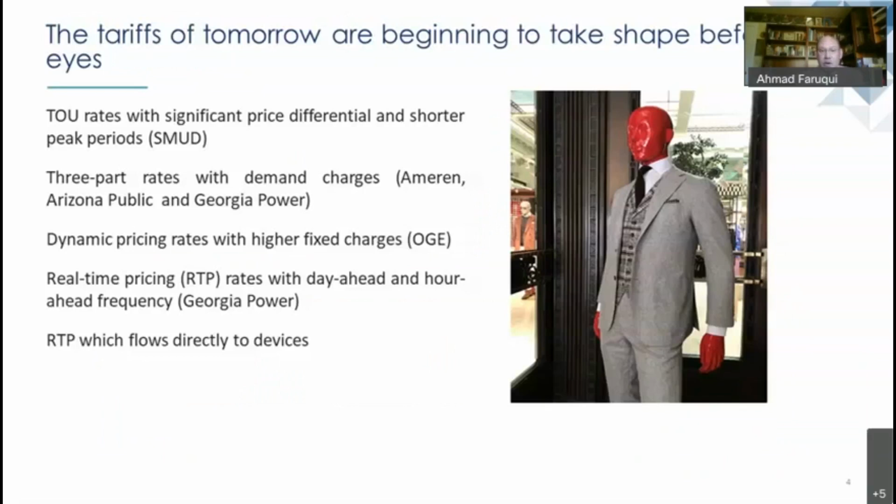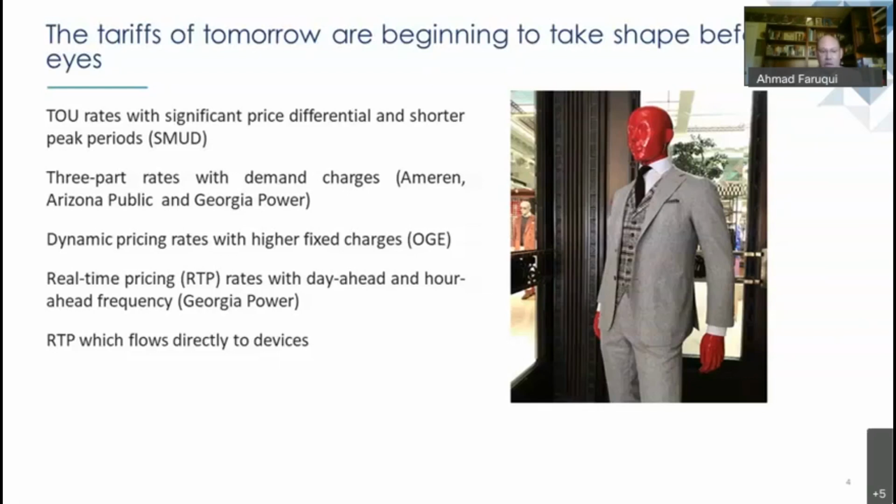So what are the tariffs of tomorrow? Well, they're beginning to take shape before our eyes. Time of use rates with significant price differentials and shorter peak periods. SMUD has rolled them out, and I'll say more about those shortly. 3-part rates with demand charges. Of course, we have Arizona Public Service on the program, so we'll get a good perspective from them. But other utilities are also going down that pathway, such as Ameren in Missouri and Georgia Power. Then you have dynamic pricing rates with higher fixed charges, and I will talk more about those as well.